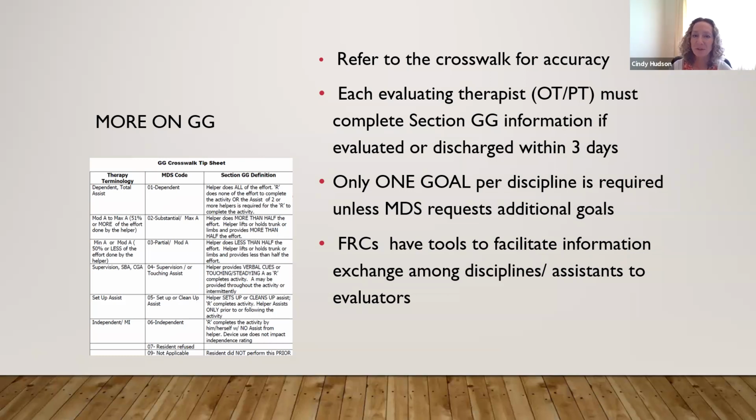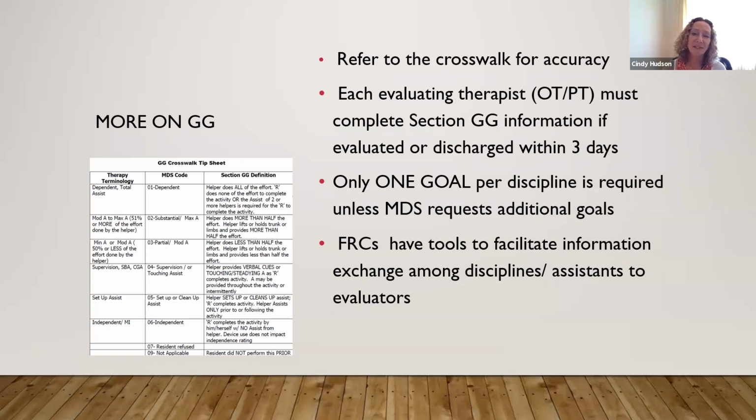Remember that only 1 goal per discipline is required unless your MDS nurse is requesting some additional goals, but we only have to fill out 1 goal in NetHealth. You will get a little yellow caution sign. You can dash out all the other goal areas. You'll get a caution sign. You can ignore that caution sign. You do need to fill out all of the scoring, but not all of the goals. So I want to make that distinction.